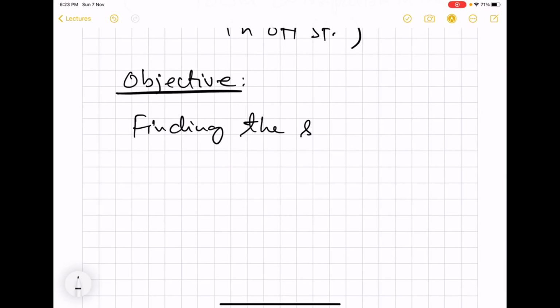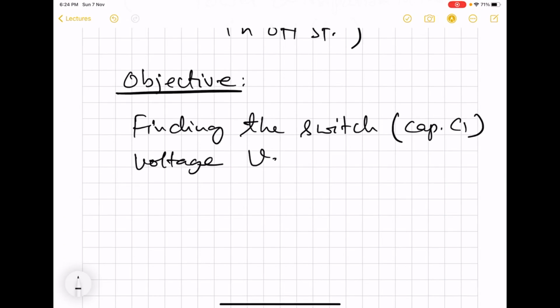So we will be aiming at finding the switch, or capacitor C1, voltage Vs(theta). Once we know this, we will be able to find out the load power, DC power, efficiency and output power capabilities.